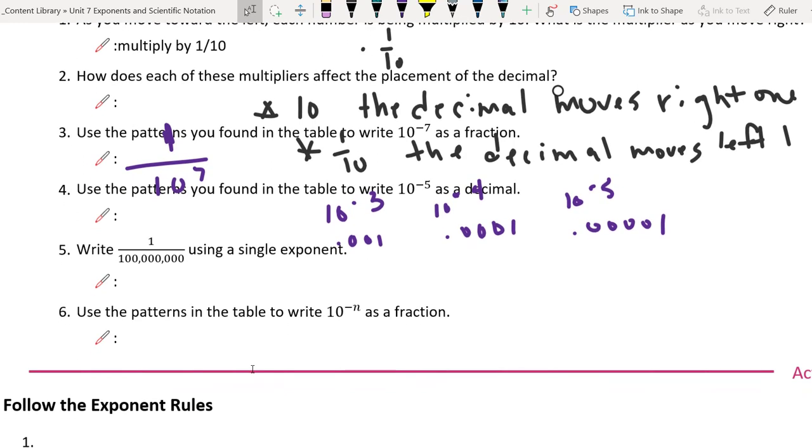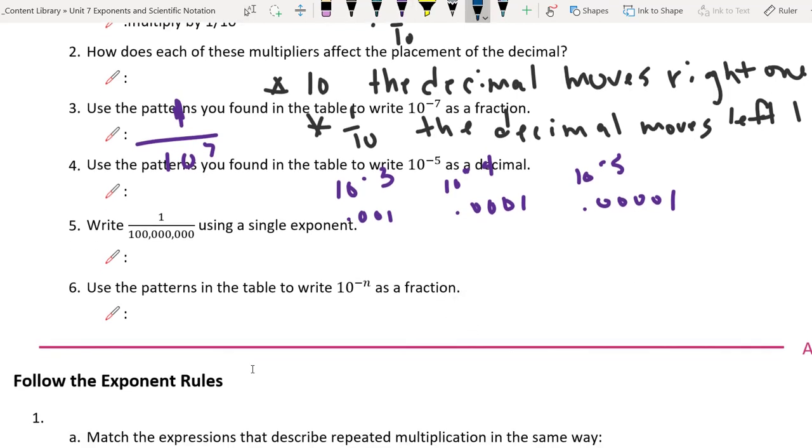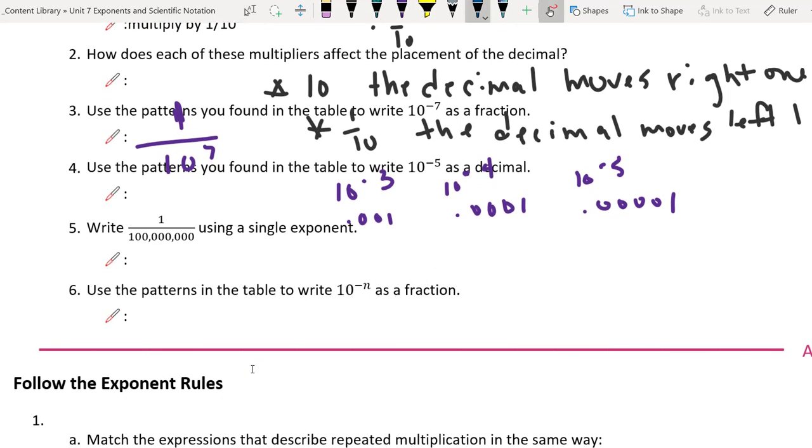So write this fraction using a single exponent. Use the patterns in the table to write 10 to the negative n as a fraction. So 10 to the negative n would simplify to 1 over 10 to the n.